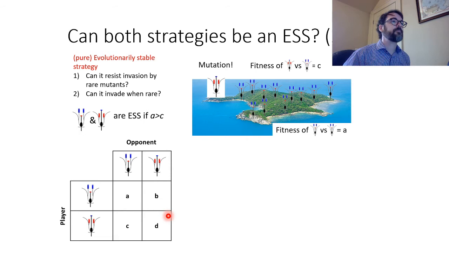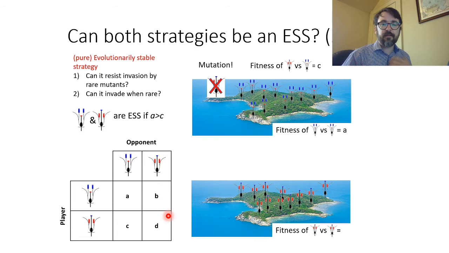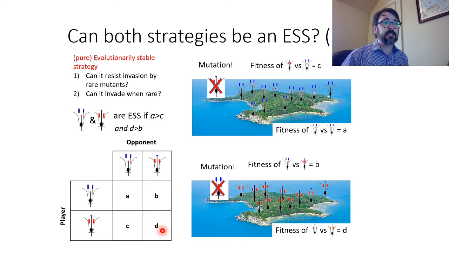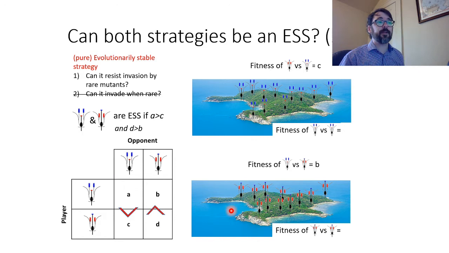Okay, so then that means that this guy is going to potentially go extinct. Start the opposite way. Everyone's getting a fitness of D. We get the rare mutation. Who's getting a fitness of B? But now, if D is greater than B, again, it's going to push us in this direction. And it means that that guy is going to go extinct. And so that's pushing us into the opposite corners. It's pushing us into each of these pure worlds. So neither one can invade when rare, and both of them can resist invasion.